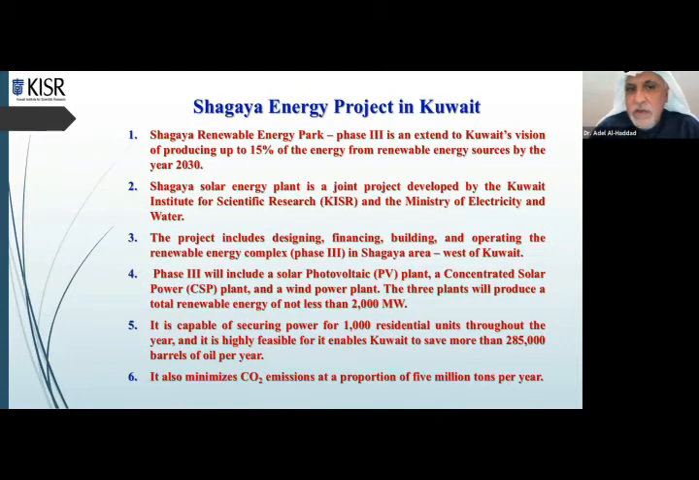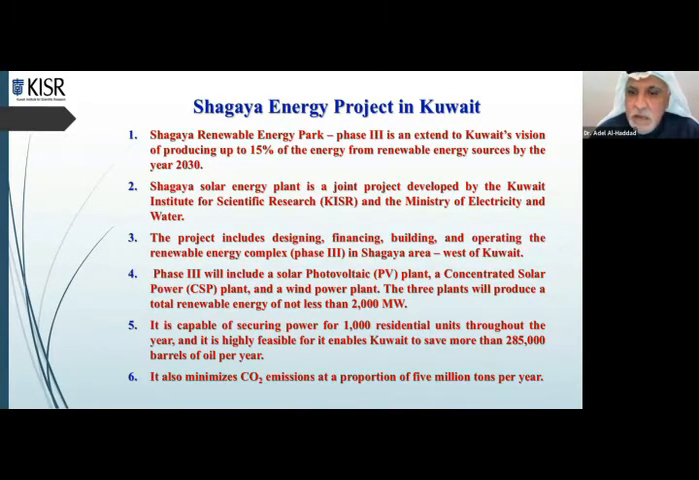This phase consisted of the installation of solar photovoltaic plants, concentrated solar power also, and a wind power plant. The 3 plants at that time were producing up to 2,000 megawatts. At that phase, they were able to produce electricity for 1,000 residential units. By completing stage 5, the last one, which is running now, they are able to supply electricity to more than 100,000 residential units.